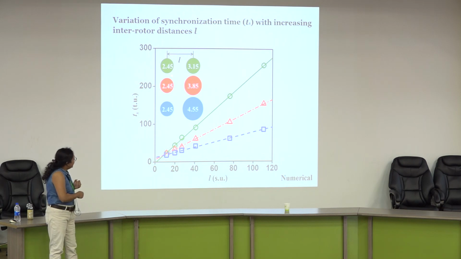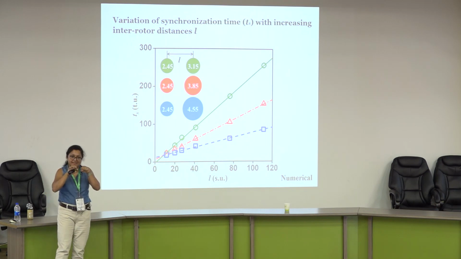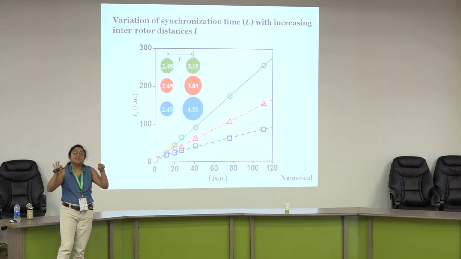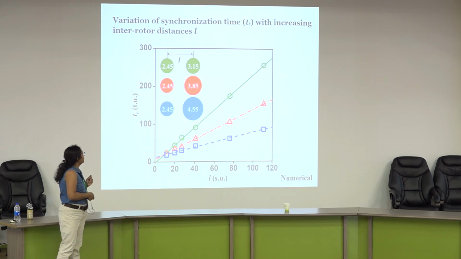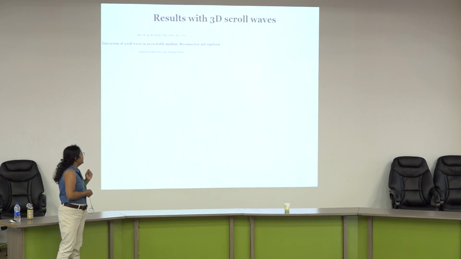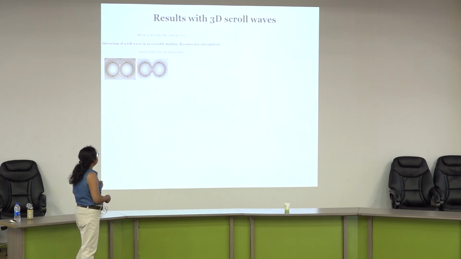But when we look at this for a given distance, when they are of comparable size, they take more time to synchronize than when one is much larger than the other. This was something very interesting again. So, we did some results, but these are 3D scroll waves from previous results.